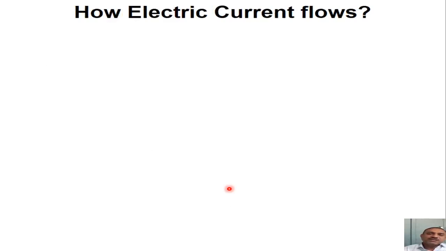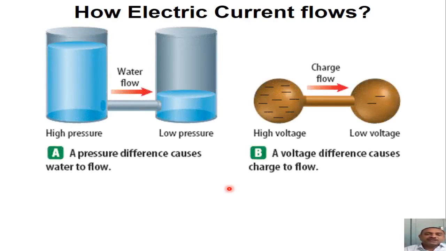Now let us see how electric current flows. For a better understanding, here we are making an analogy between the flow of water and the flow of electric current. So the first figure describes how a water flow will occur when there are two tanks. On the left side, you can observe that the tank has a good amount of water inside it, that is, it has the higher level of water column.